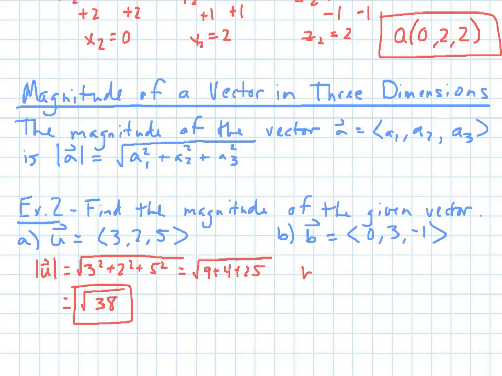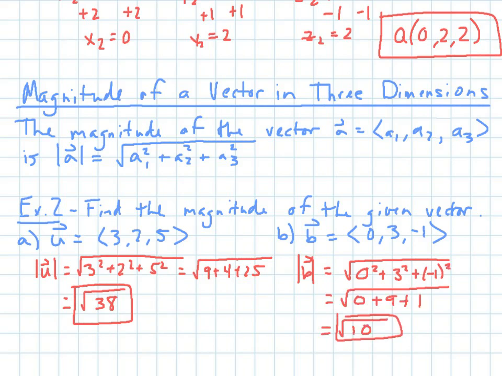Same thing for vector b. I can take 0 squared plus 3 squared plus a negative 1 squared. That gets me 0 plus 9 plus 1, which gives me the square root of 10, and that does not reduce as well. So magnitude is very similar to what we've already done before in 2D.